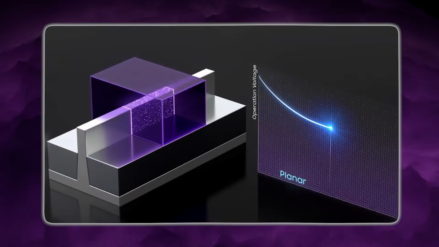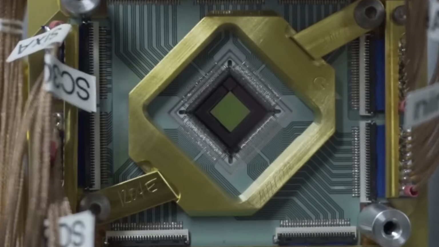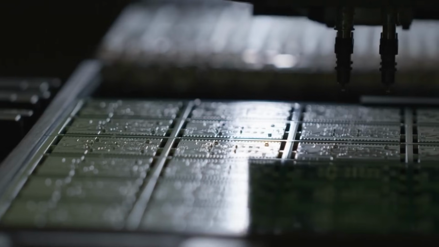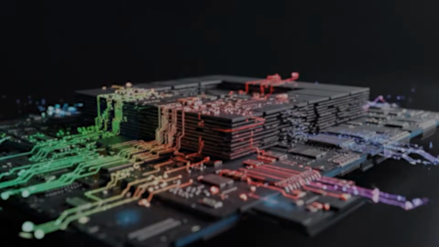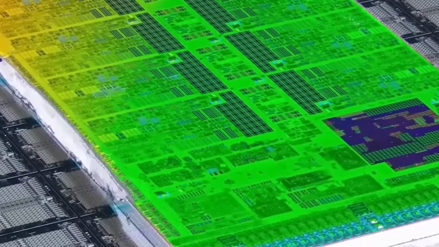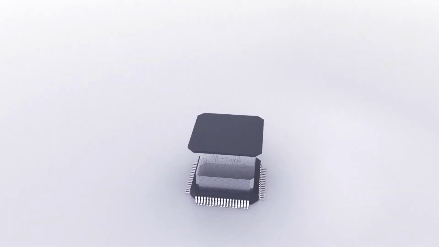This was not a conceptual demonstration. It was not a lab-only experiment. It was real silicon, delivering real, measurable performance gains. And this breakthrough had nothing to do with squeezing transistors smaller or pushing clock speeds higher. Instead, it changed the physical structure of a chip itself, opening an entirely new path forward for AI computing.